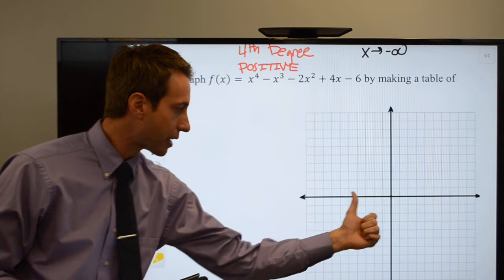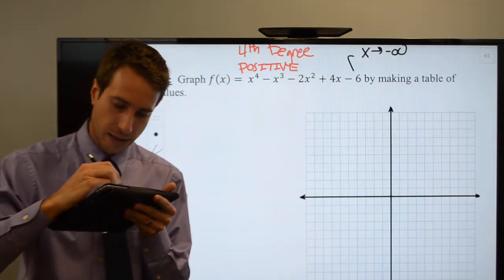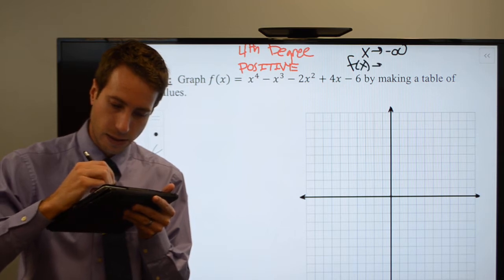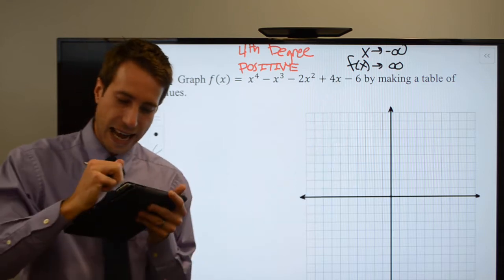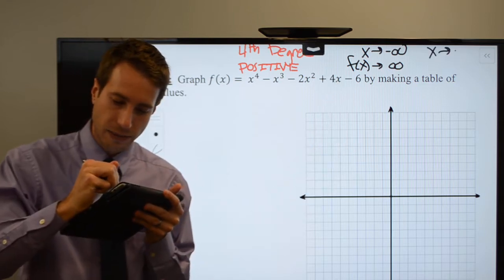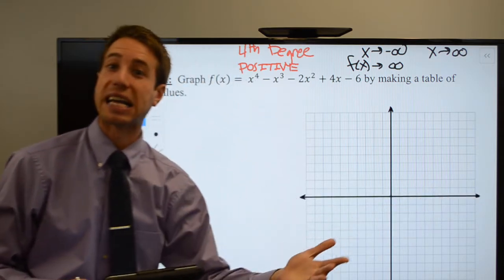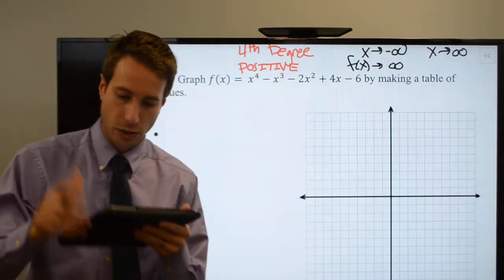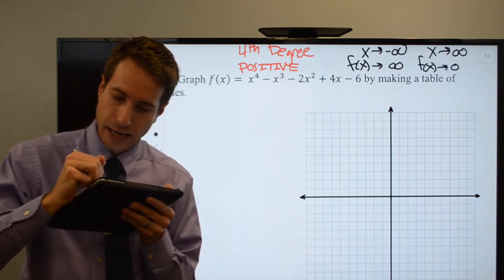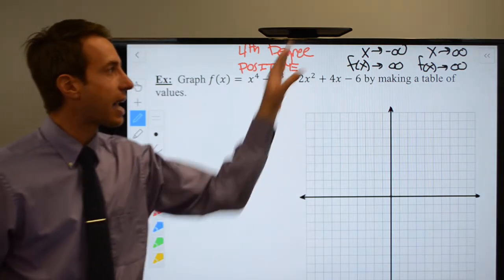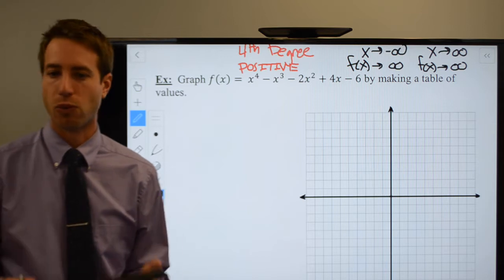As my domain values head in this direction, my function, f of x, is going to go to positive infinity, right? My function is going to be headed this way. And as x goes to positive infinity, as my domain values go in that direction, again, my function is going to go to positive infinity. All right, so all that stuff we learned back in section 3, I'm just going to apply it here real quick, just to keep that stuff in mind as I set up my table and run through this.